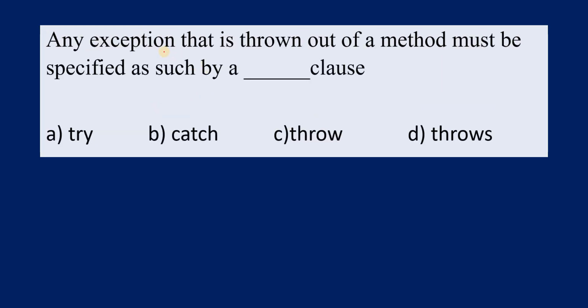Next one. Any exception that is thrown out of a method must be specified as such by a dash clause. Now the answer is throws clause. See, what is the meaning of this? If any method is causing an exception and if it is not handling it, then it has to specify that by using the throws clause. Right?